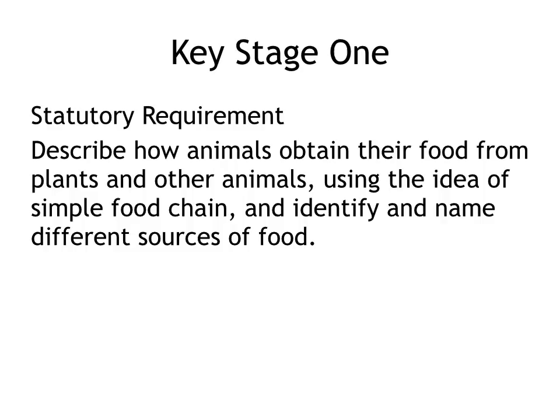At key stage 1, the statutory requirement is to be able to describe how animals obtain their food from plants and other animals using the idea of a simple food chain, and also to be able to identify and name the different sources of food. So this is rather simple, right?